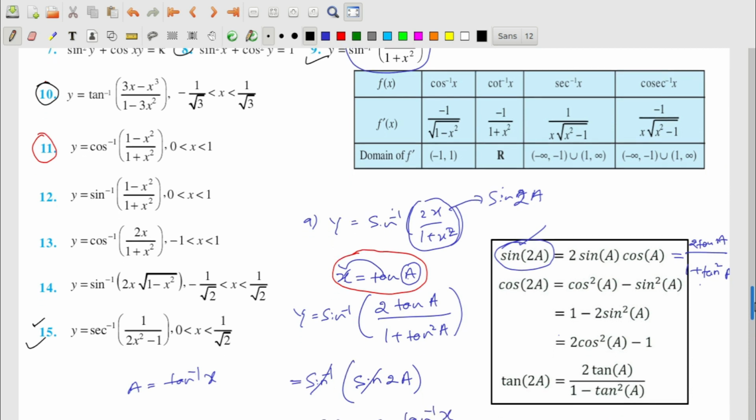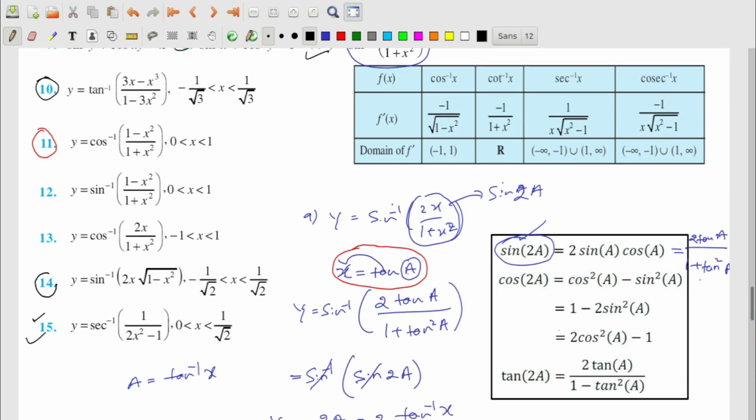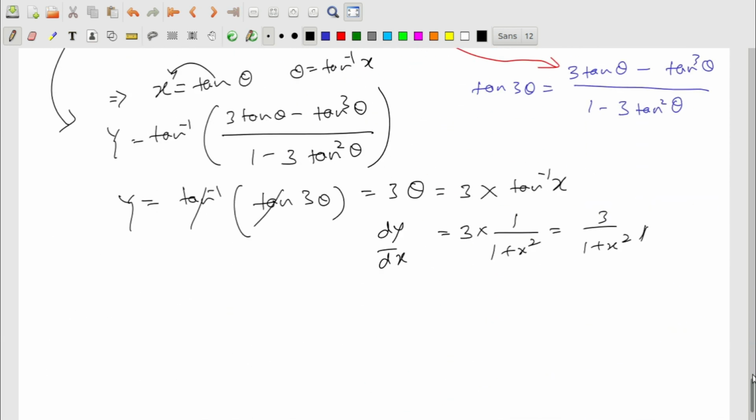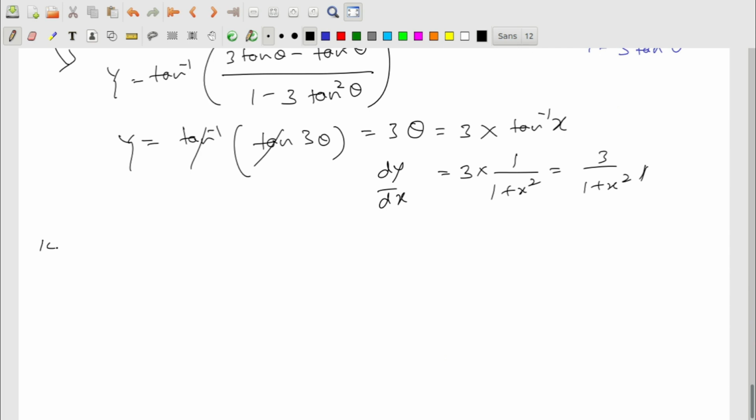So let me take question number 14 directly, because for the other questions you can make a direct substitution from the double or triple angles, and then you can solve. But question number 14 is a bit different from the previous questions. Let me take y is equal to sine inverse of 2 times x root of 1 minus x square.